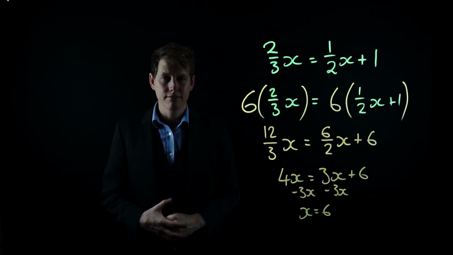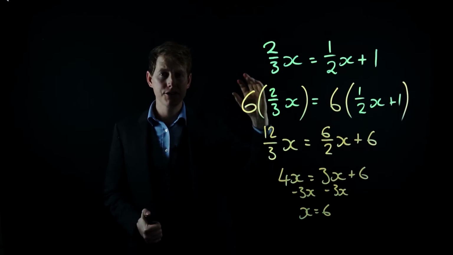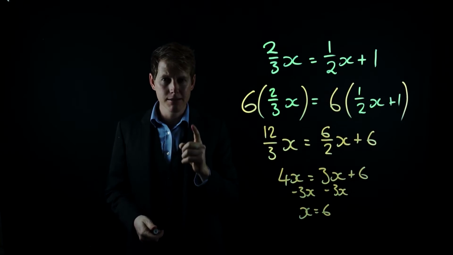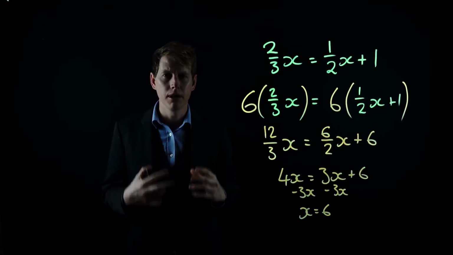So that's it. That's how we do it if we've got 2 expressions that have fractions as coefficients. Multiply everything by the lowest common multiple of their denominators.